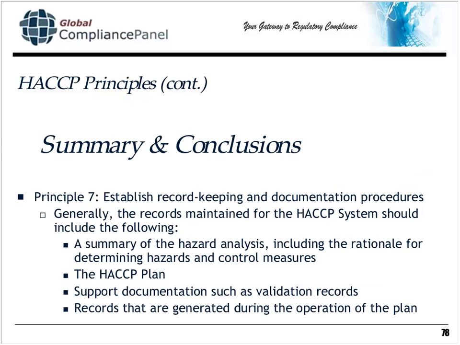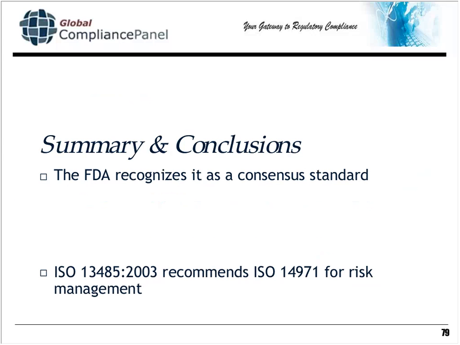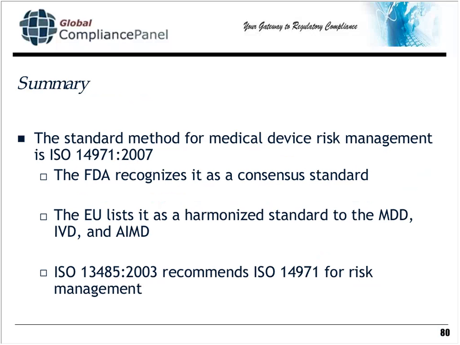All right, so we're going to go to summary and conclusions. The standard method for medical device risk management is ISO 14971, 2007. FDA recognizes it as a consensus standard. The EU lists it as a harmonized standard to the 3 product directives involving medical devices. But remember, they are now changing it, because there's more restrictive language in the product directives than there is in 14971. So if you're selling into the European Union, you've got to use their version, which is EN-ISO 14971, 2012.